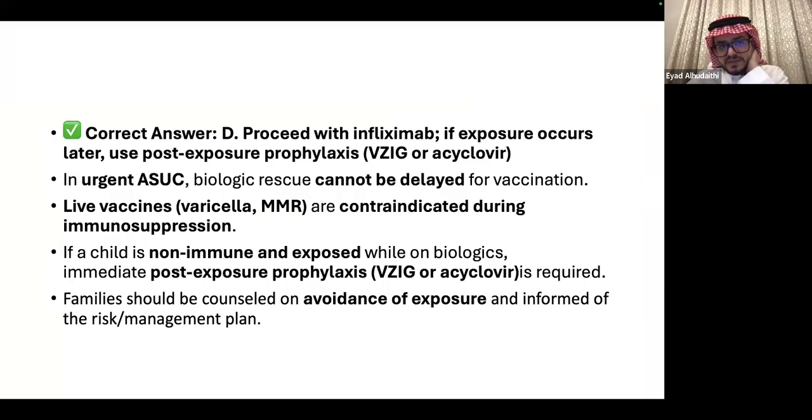So in urgent acute severe ulcerative colitis, biologic rescue cannot be delayed for vaccination. Live vaccines are contraindicated during immunosuppression. If a child is non-immune and exposed while on biologic, immediate post-exposure prophylaxis is required. Families should be counseled on avoidance of exposure and informed of the risk management plan.